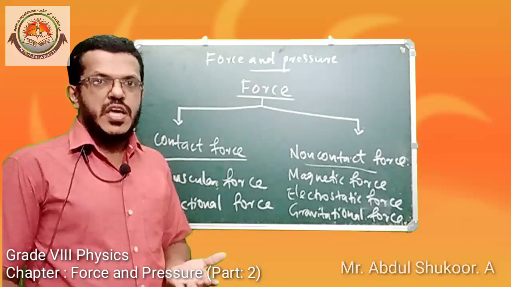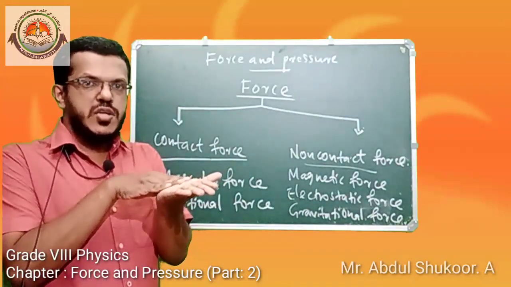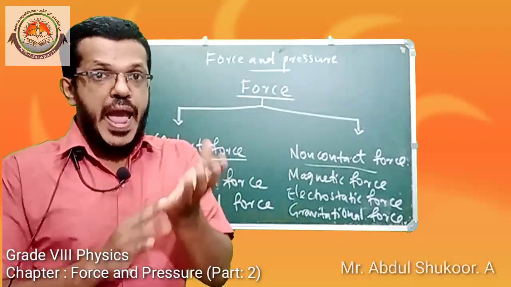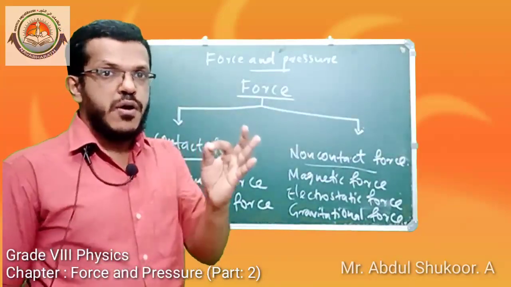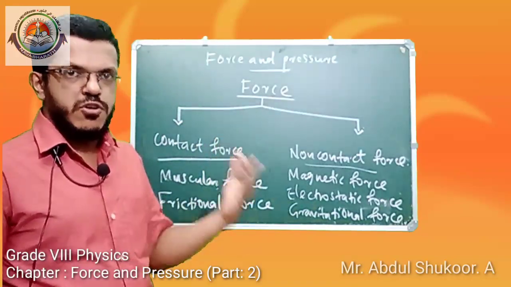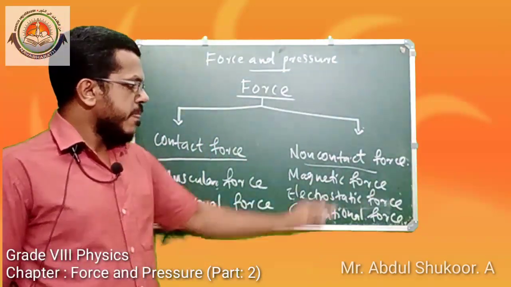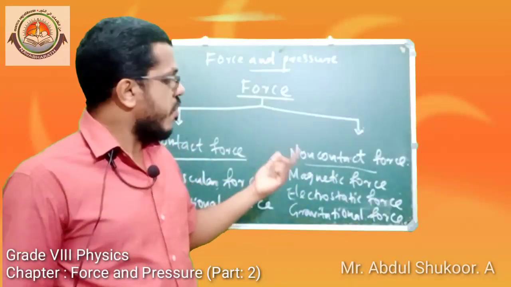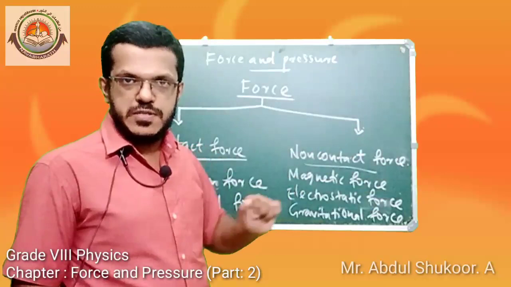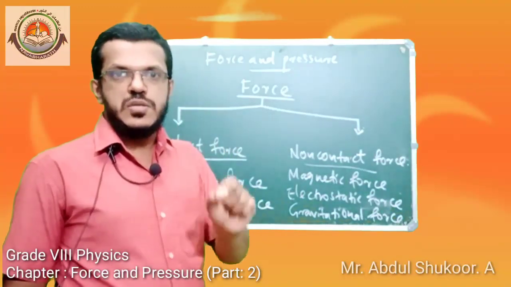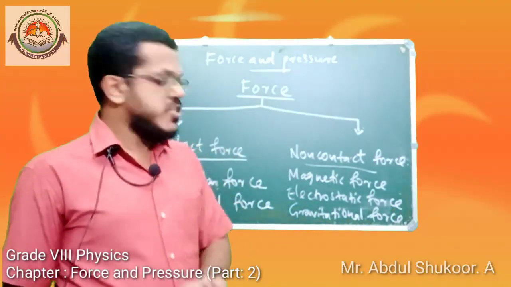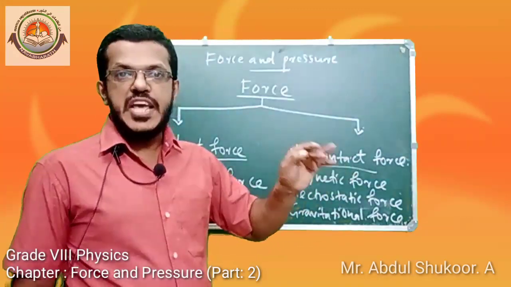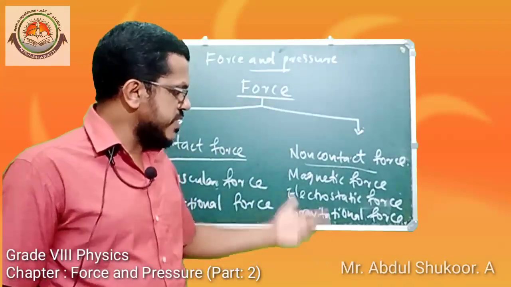What is frictional force? If two bodies touch each other and one body moves relative to the other, then the force acting on the moving body in the opposite direction of the motion is known as frictional force. An example of non-contact force is magnetic force. The force acting due to a magnet is known as magnetic force. Then electrostatic force, the force experienced due to a charged body, is known as electrostatic force.